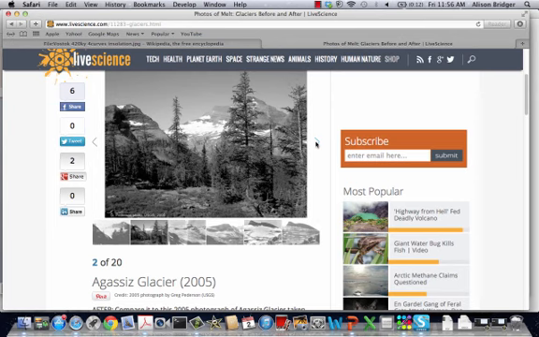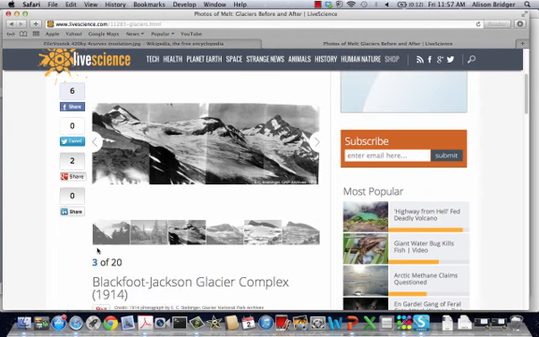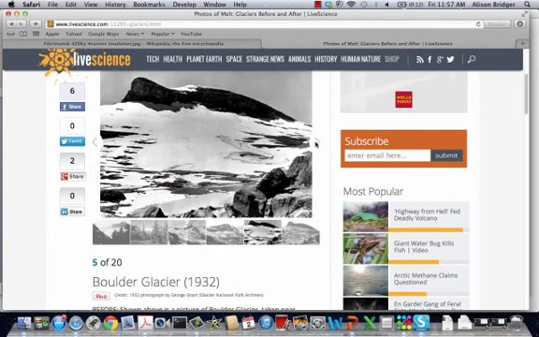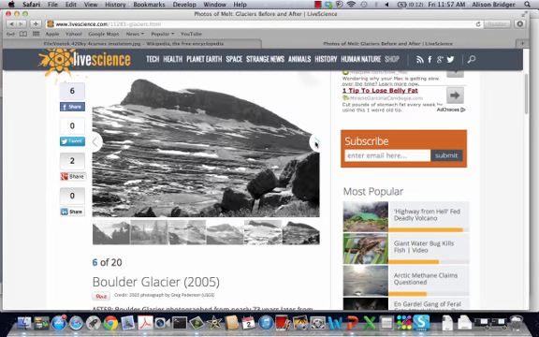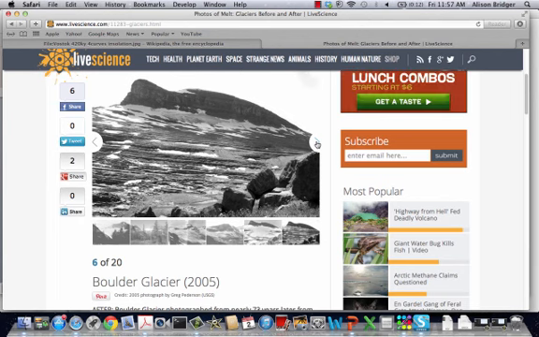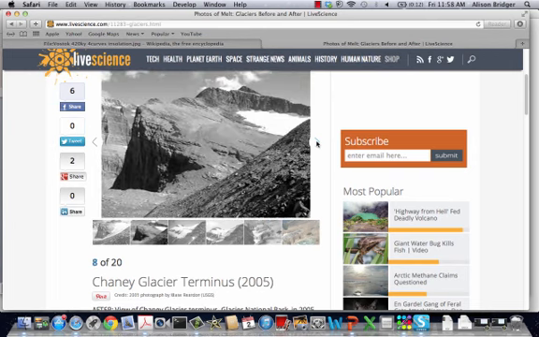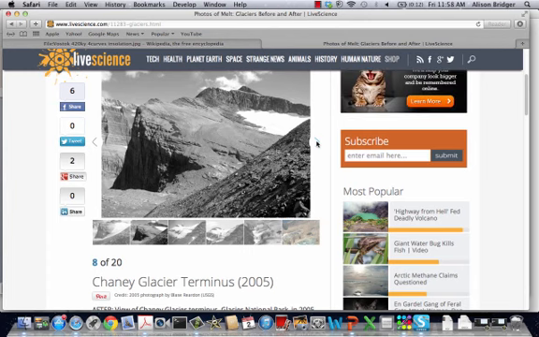And in 2005, it's basically gone. This is the Blackfoot-Jackson Glacier Complex in 1914. See all this ice here? In 2001, it's much retreated. Some of these pictures are better than others. The Boulder Glacier in 1932, and the same view today. The Cheney Glacier Terminus in 1911, and in 2005 it's virtually not there.